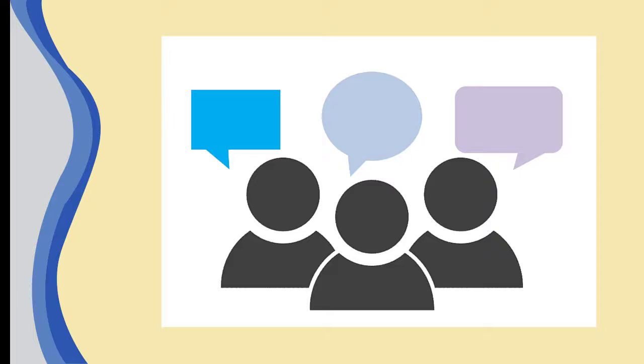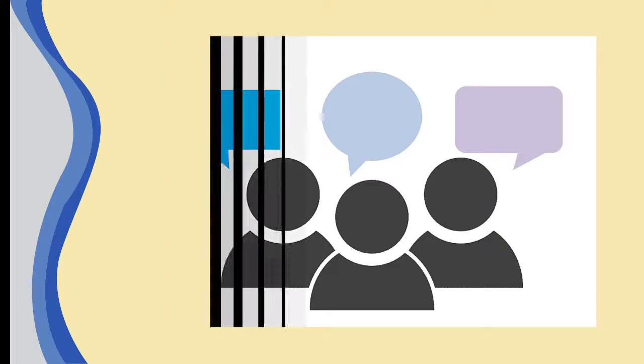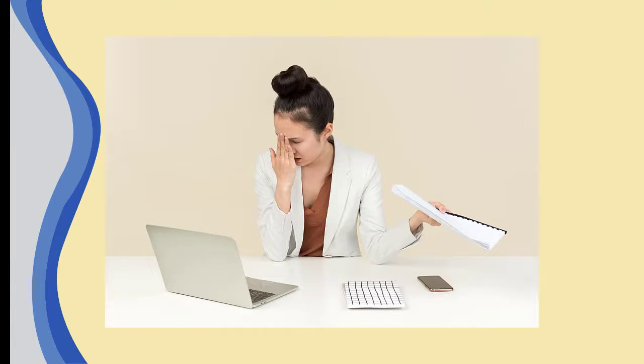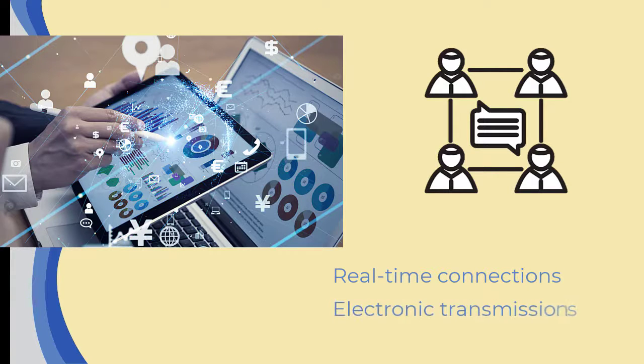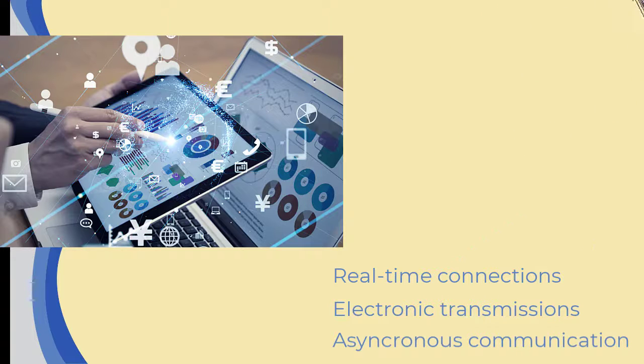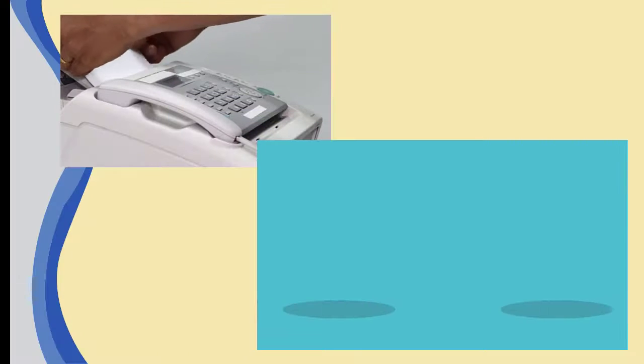Communication is an important part of healthcare, and decreased communication has been associated with increased errors. Health information technology can be used to improve communication through real-time connections, electronic transmission of documents, and asynchronous communication. Two technologies that facilitate communication are the fax machine and electronic email.